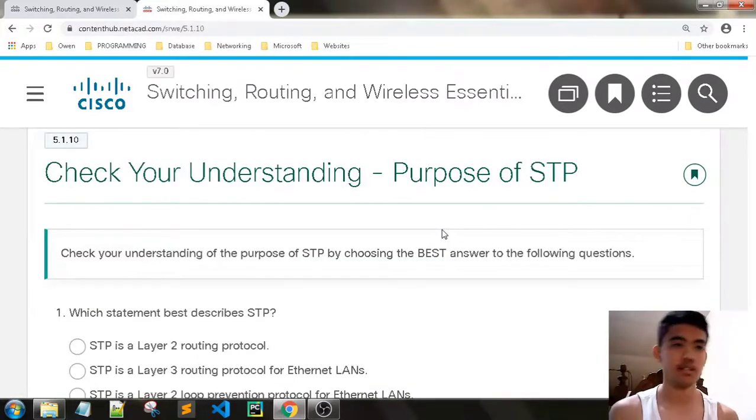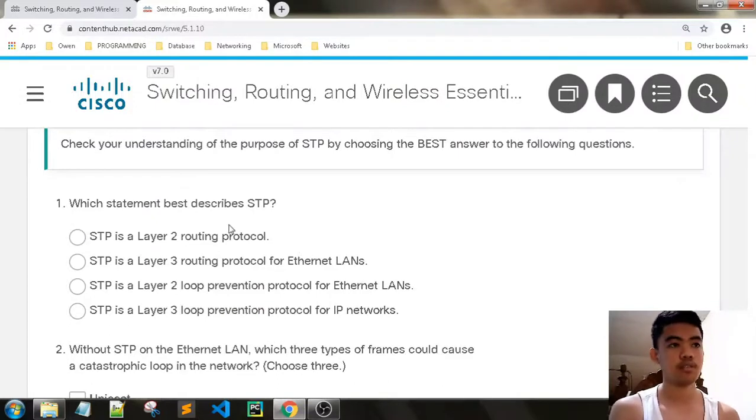Check your understanding: the purpose of STP. Which statement best describes STP? It is a layer 2 loop prevention protocol for Ethernet LAN. It involves switches, so it is loop prevention, but not on layer 3.